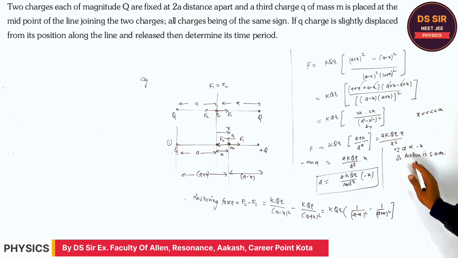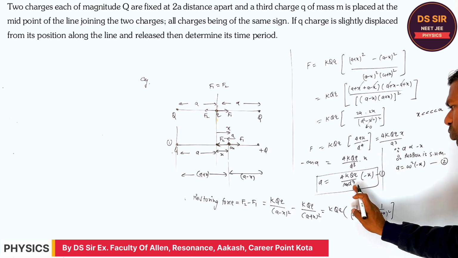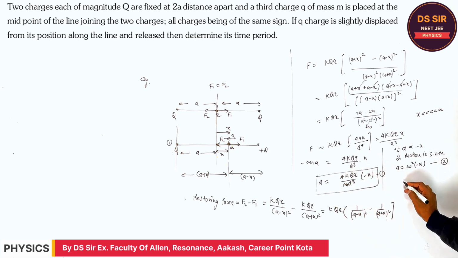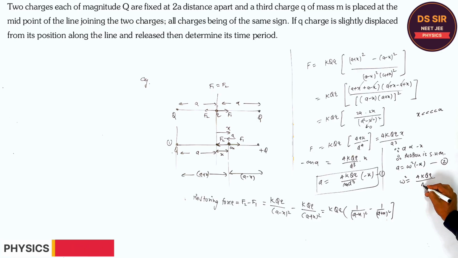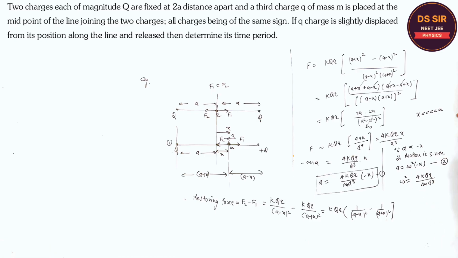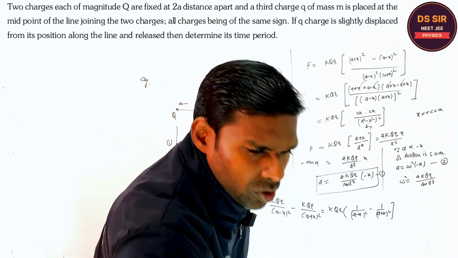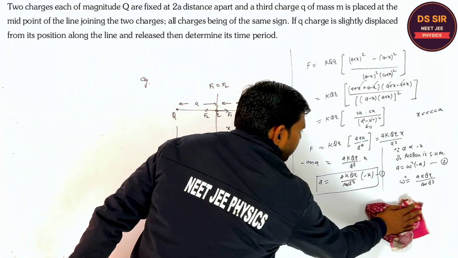SHM. Yes. And compare with the standard equation of SHM. This is equation number 2, this is equation number 1. So what is the omega square? The omega square is 4kqq upon m into d cube, right? First copy this. So now you can simplify further.